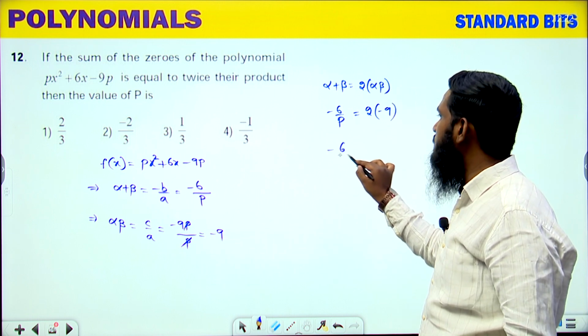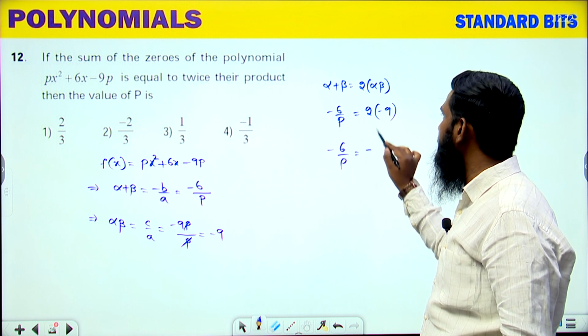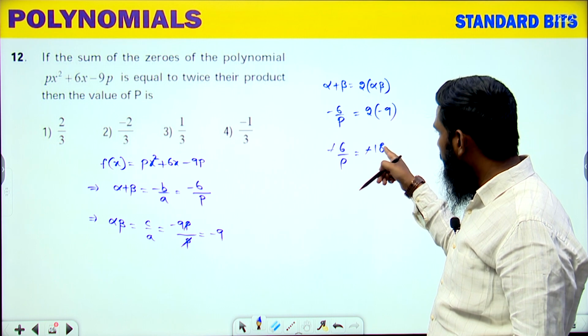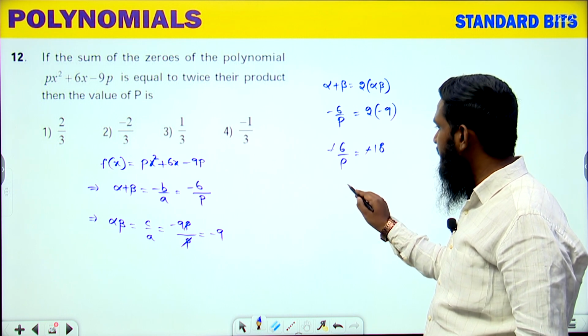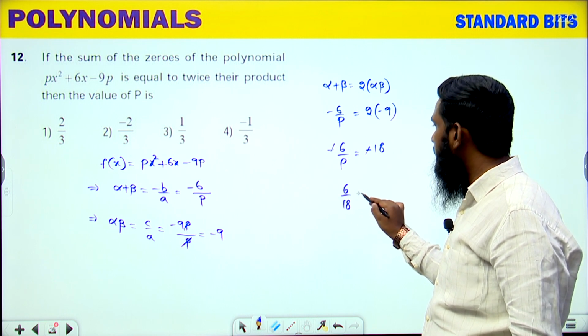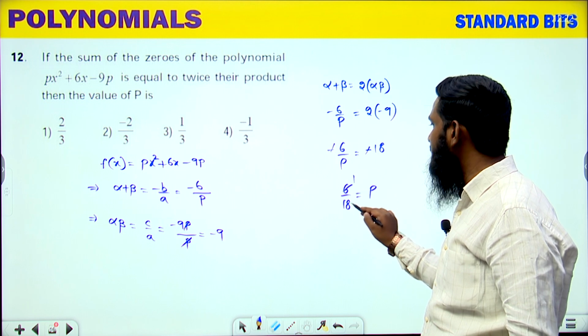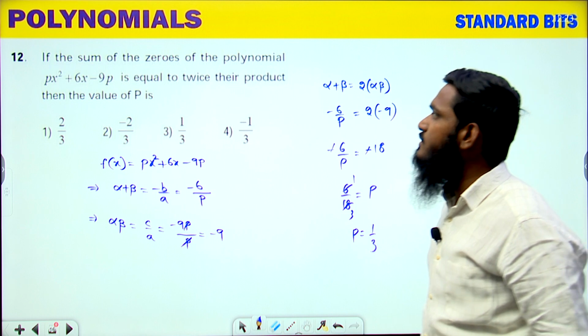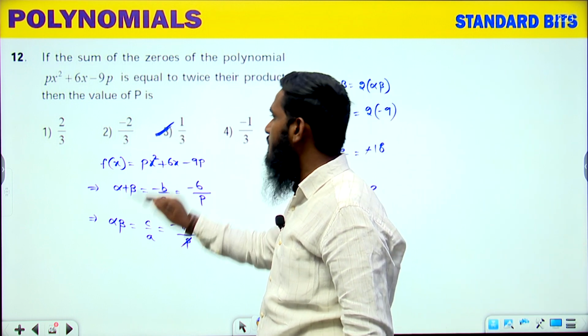So minus 6 by p is equal to minus 2 9s are 18. Minus minus gets cancelled over here. Now let us bring this 18 over here. p over there, what will happen? 6 by 18 is equal to p. 6 1s are 6, 6 3s are 18. The p value is equal to 1 by 3. The p value is 1 by 3, which means let us go with option number 3 over here.